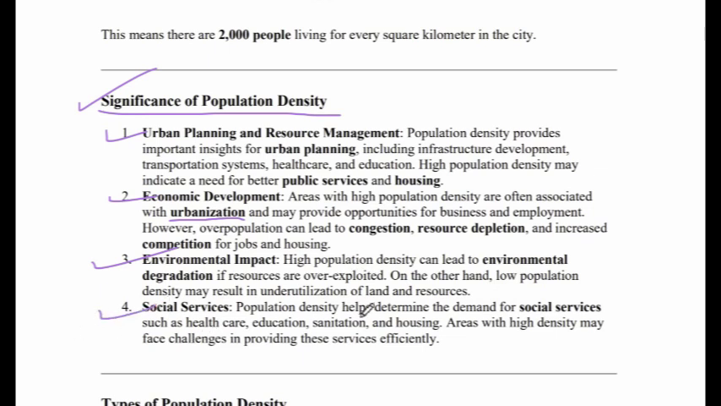Fourth significance is social services. Population density helps determine the demand for social services such as healthcare, education, sanitation, and housing. Areas with high density may face challenges in providing these services efficiently.